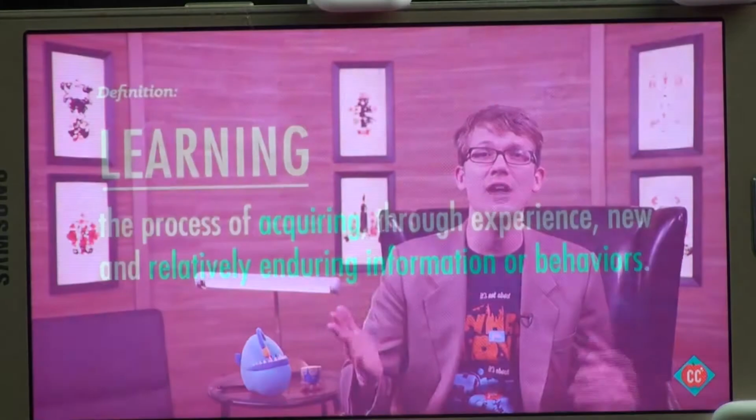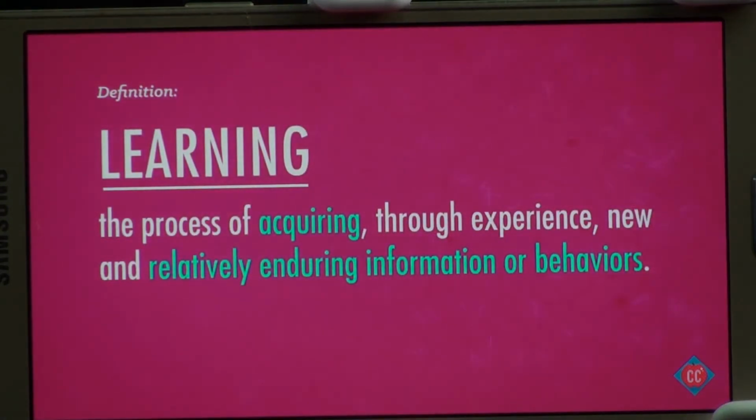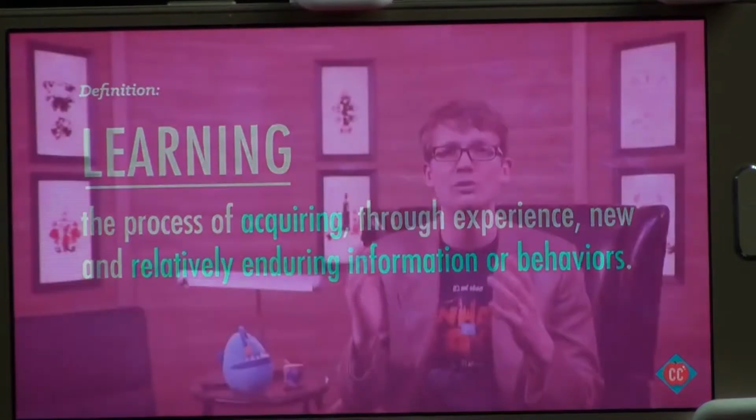For us scholars of psychology, we can define learning as the process of acquiring through experience new and relatively enduring information or behaviors. Whether through association, observation, or just plain thinking, learning is what allows us to adapt to our environments and to survive.